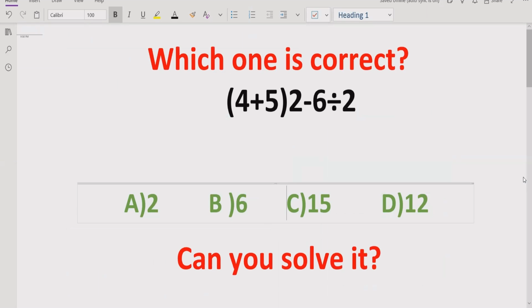Today we will solve another quiz which is related to arithmetic operations. It is a very simple expression which contains basic mathematical operations like plus, minus, divide and multiply. Here we have to solve this using the PEMDAS and BODMAS method and find out which answer is correct. We have four answers. A is 2, B is 6, C is 15, and D is 12. So we will solve this expression and find out which answer is correct.